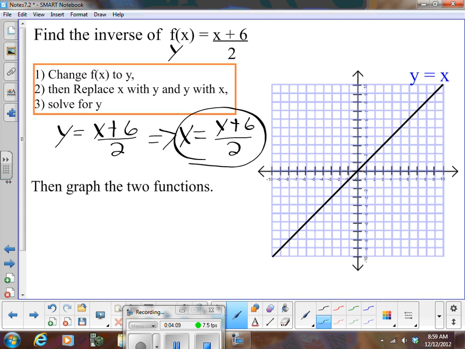How do I get rid of a 2 off the bottom? Well, if I need to get rid of that 2, I just multiply both sides by 2, right? So if I do that, if I multiply all of this by 2 and multiply this x by 2, I end up with 2x equals y plus 6.